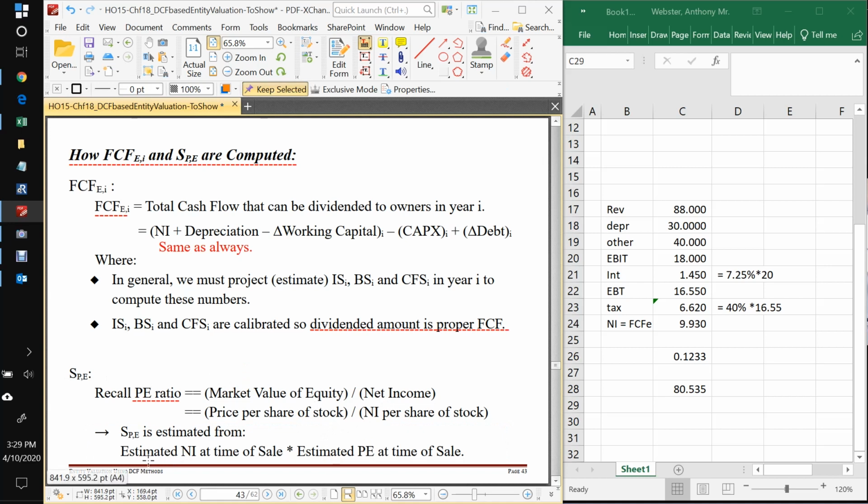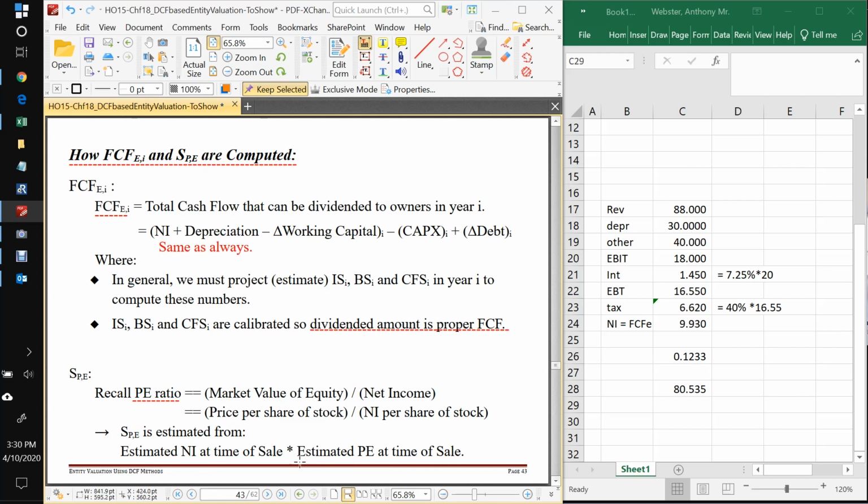So first of all, they'll use projected income statements, projecting out to the year of the sale, and then they'll multiply that by their best guess at what they think the PE of the firm will be at the time of the sale. So the PE firms, this is the PE ratio, not the PE firm, the private equity firms, have a lot of data on historical PE ratios for various types of firms in various industries.